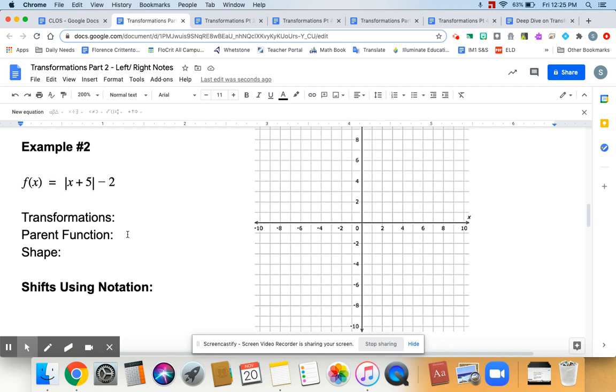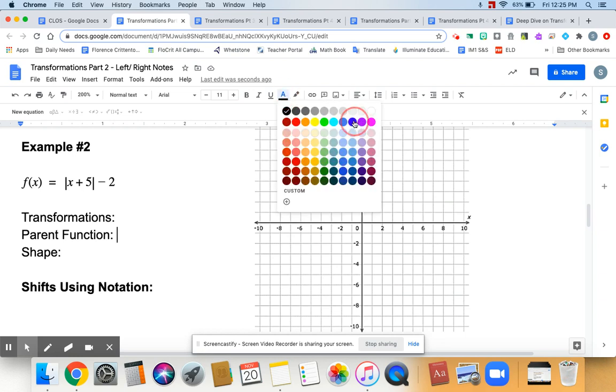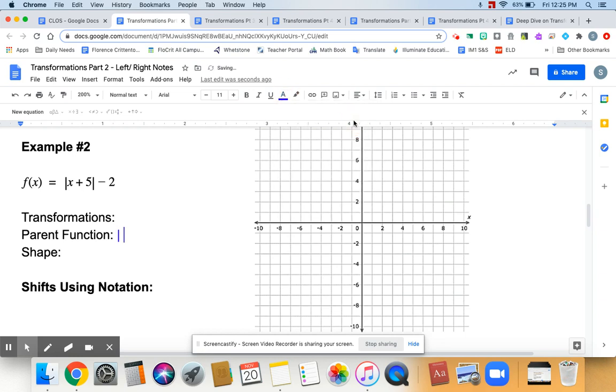So first of all, let's start here. What is the parent function for this one? Parent function, those 2 little lines, remember, is absolute value. And the absolute value makes which shape? Absolute value makes the V shape. So the transformations that are not this absolute value, what's there besides this, is the +5 and the -2.